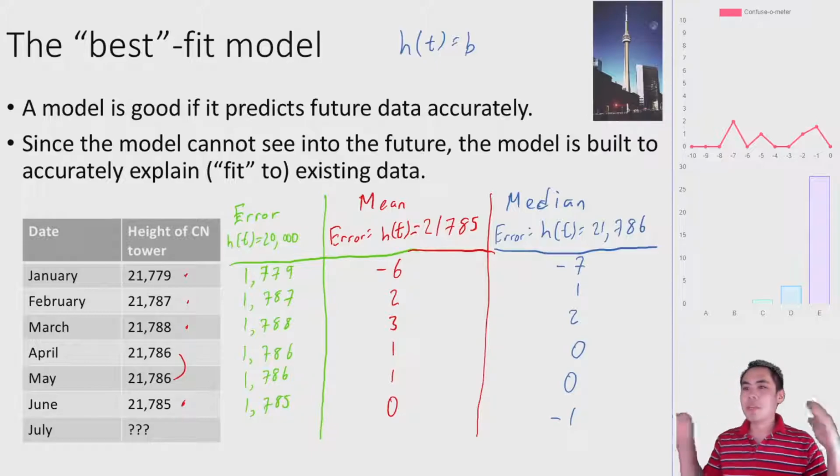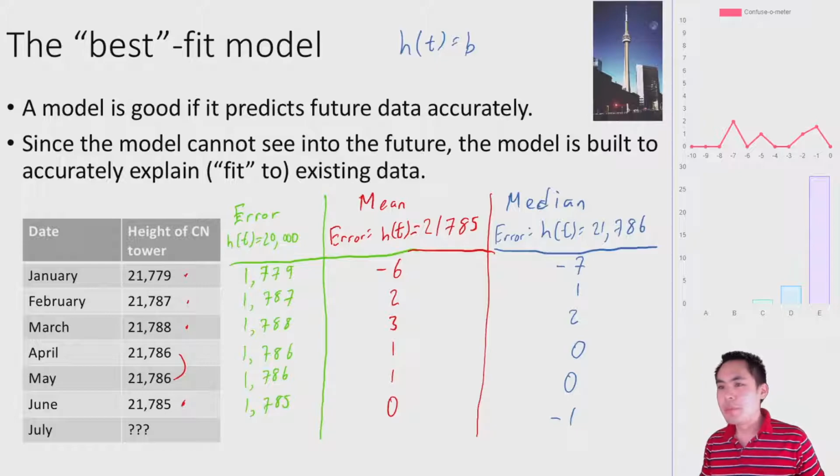So it seems like both the mean and median are pretty good estimators, right? They're a lot better than our random guess of just 20,000, and they both give relatively small errors. And then you might ask, which of them is better? That depends on how you're going to define the goodness of errors, or what errors matter.